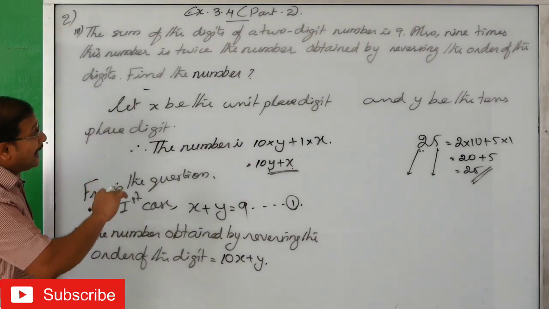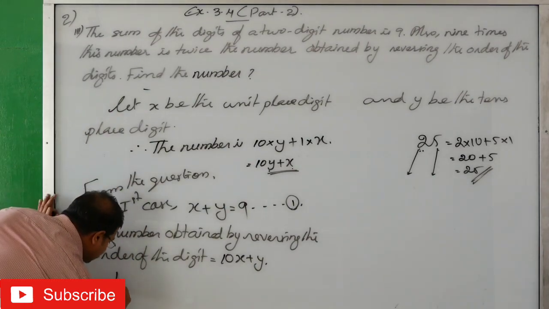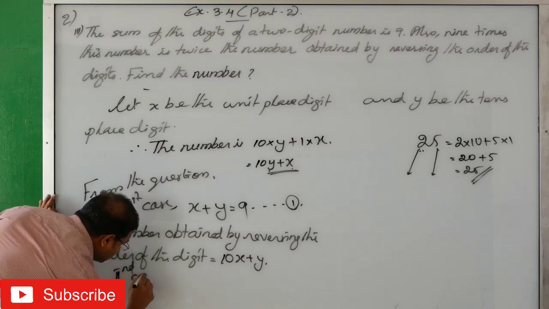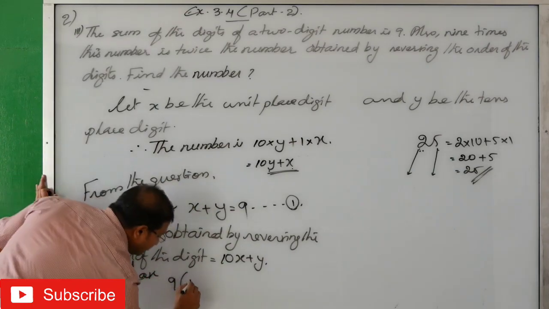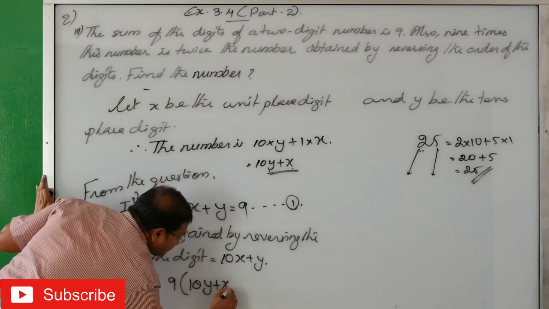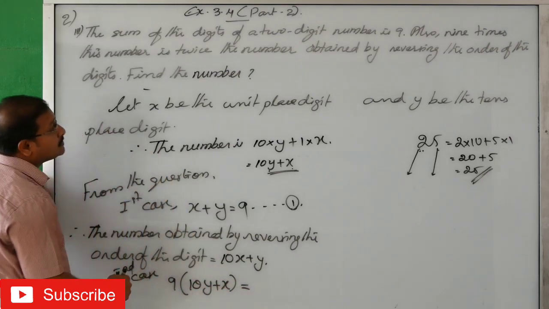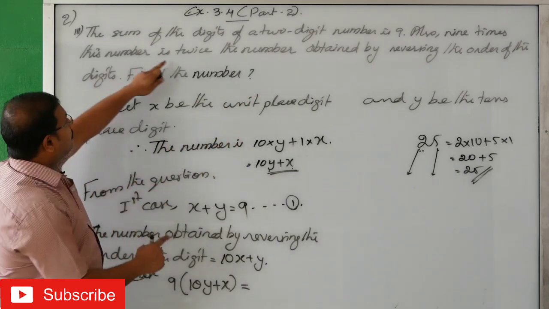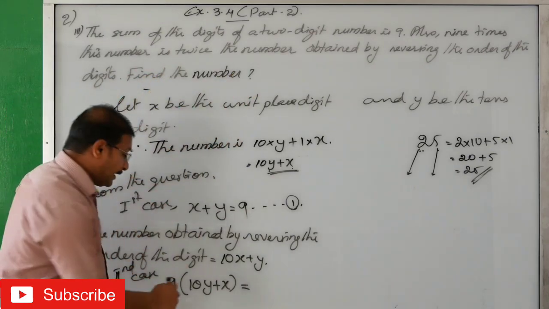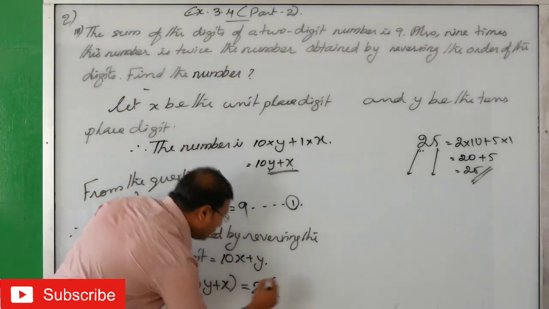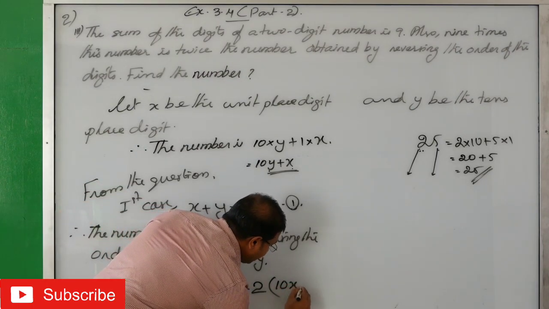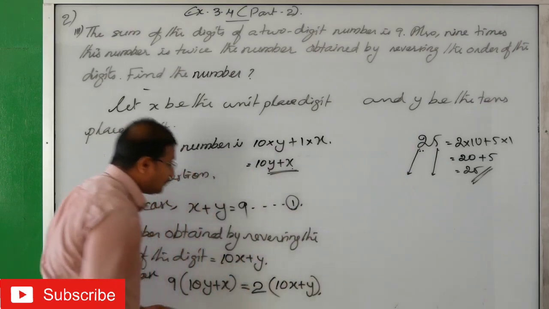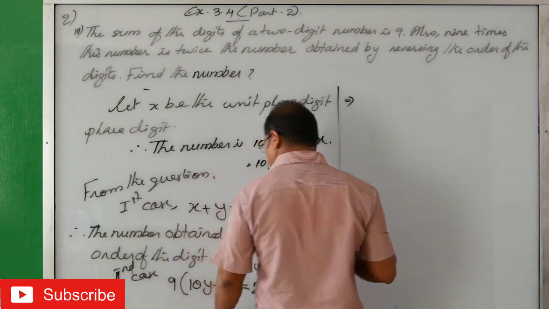That means 9 times the number. Second case: 9 times the number. The number is 10y plus x equals twice the number obtained by reversing the order of the digits. That means 10x plus y, so 2 into 10x plus y. So this implies, what will we do?